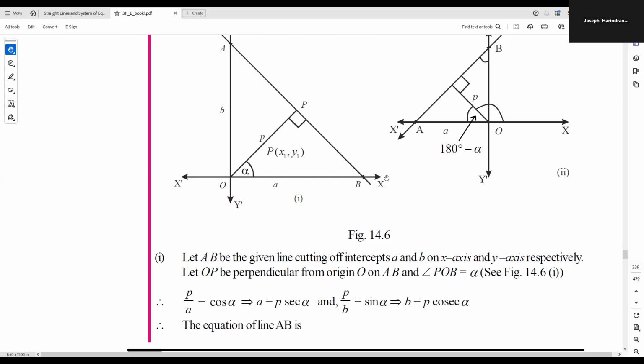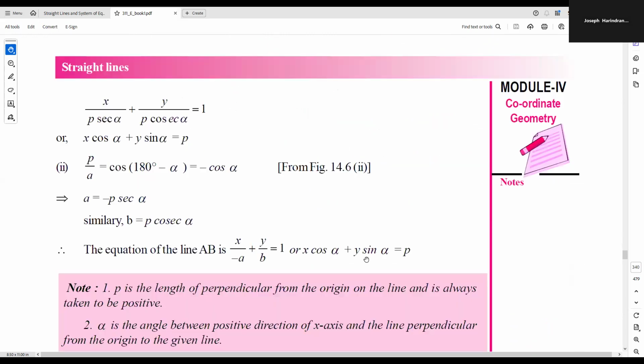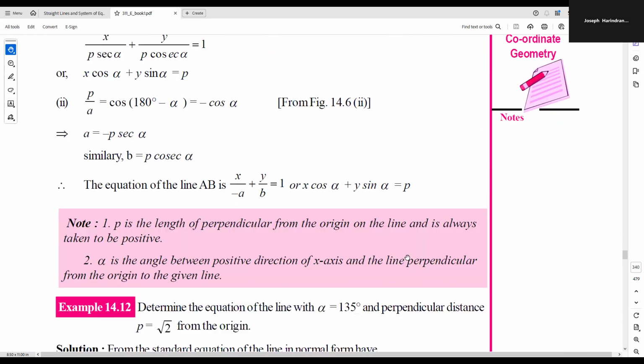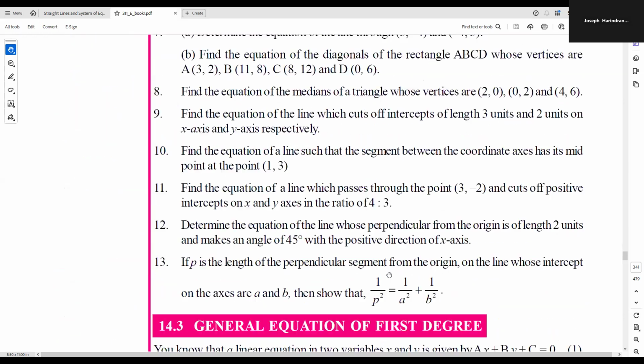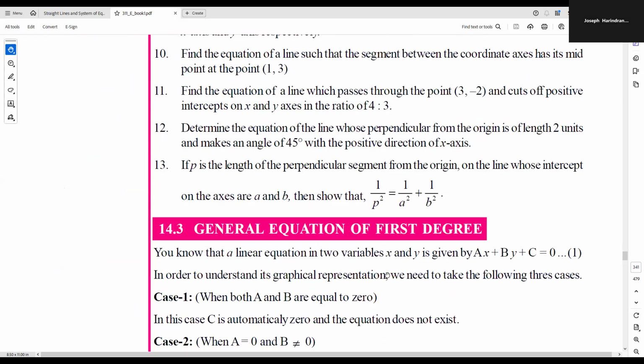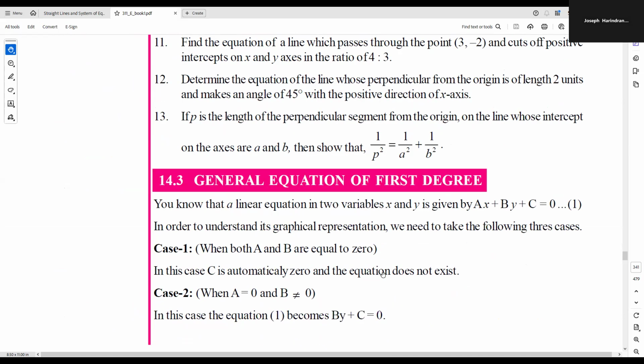Now, coming to the normal form, it is x cos alpha plus y sin alpha is equal to p, small p, the perpendicular distance. Here the length p, the length of the perpendicular, is always taken to be positive, because it's a length. The length cannot be negative. Alpha is the angle between the positive direction of the x-axis and the line perpendicular to the given line from the origin. We quickly go through the exercises, which can be seen from the textbook resource material of the NIOS. Now we see the general equation of the first degree.